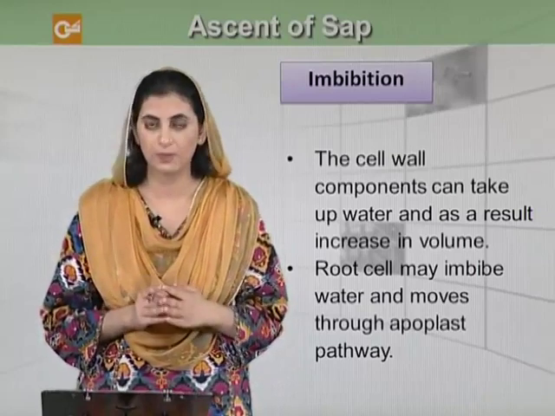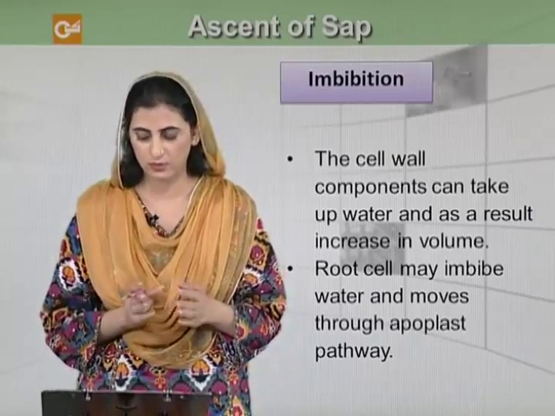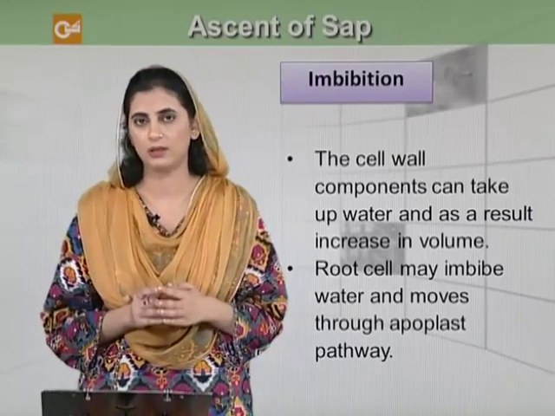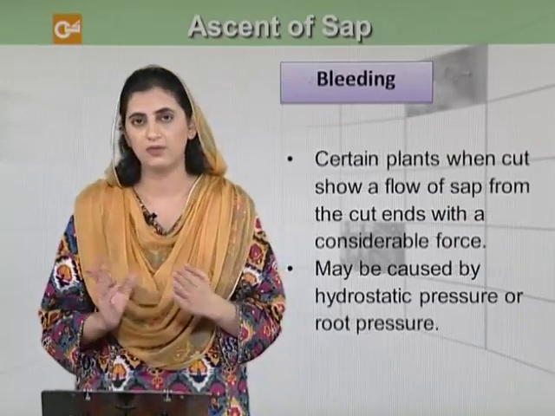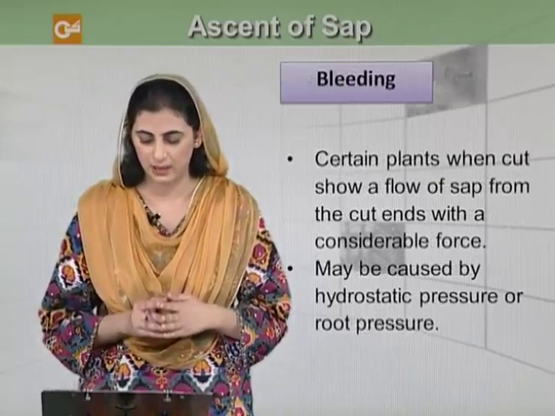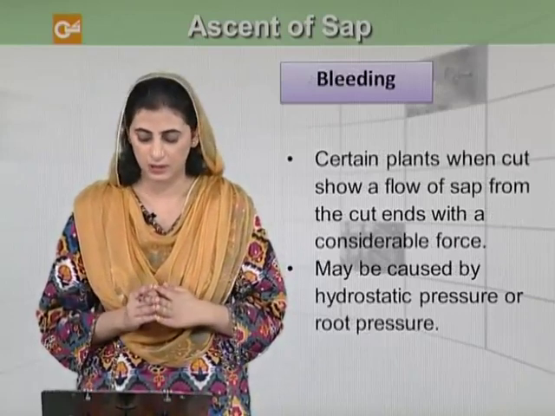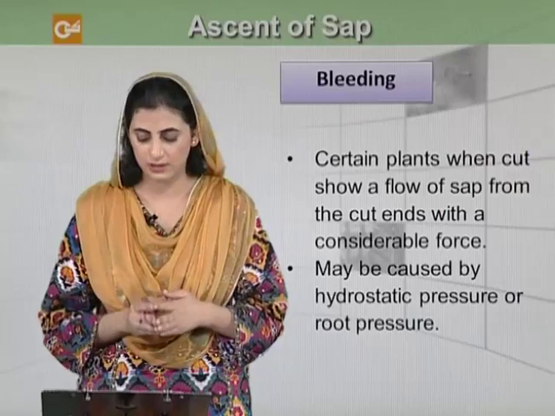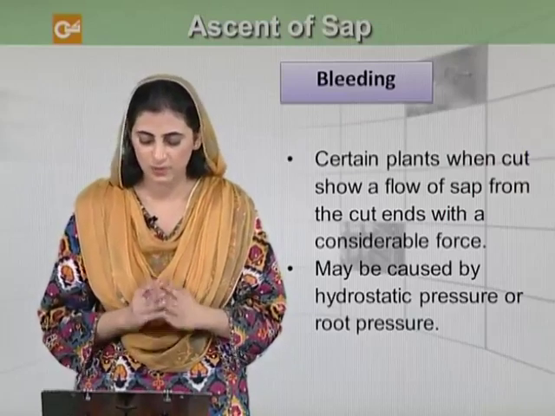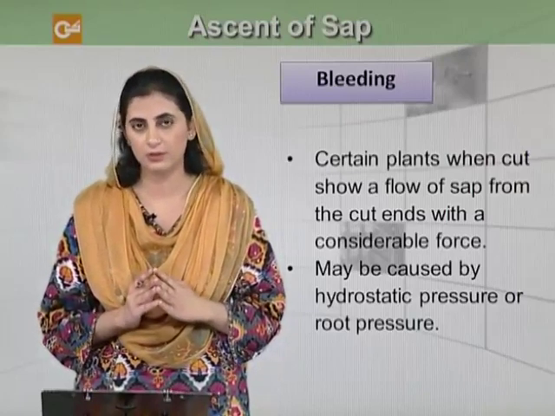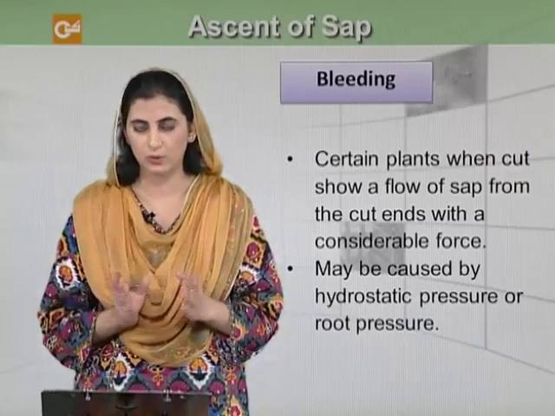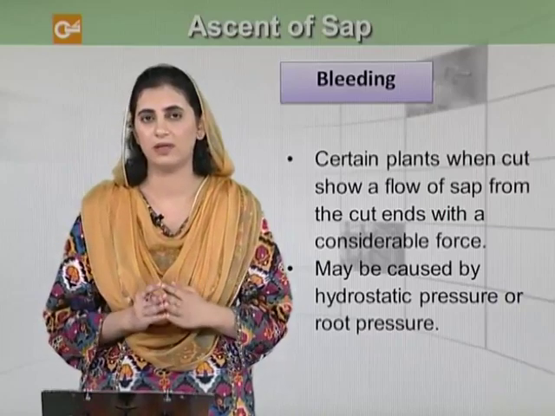Sometimes root cells may imbibe water and it moves through the apoplast pathway in the xylem, as we have discussed earlier. And there is another phenomenon known as bleeding. In certain plants, when it is cut, it shows a flow of sap from the cut end with considerable force, and it may be caused due to the hydrostatic pressure or root pressure of the xylem and or the phloem.